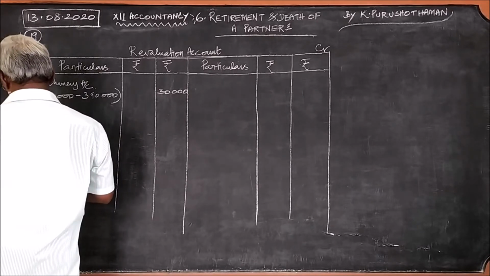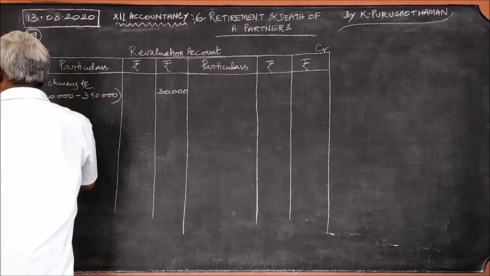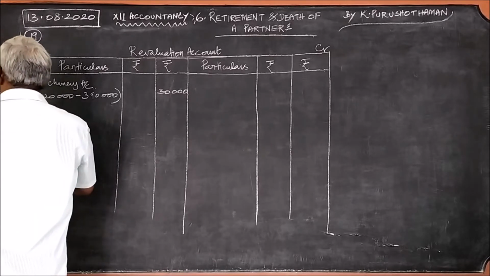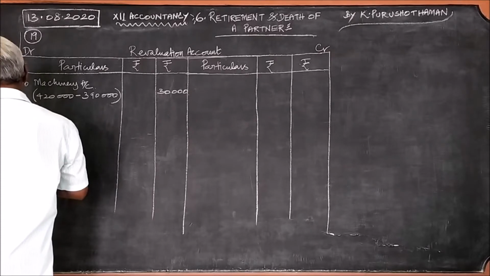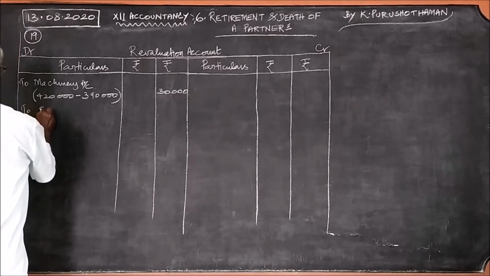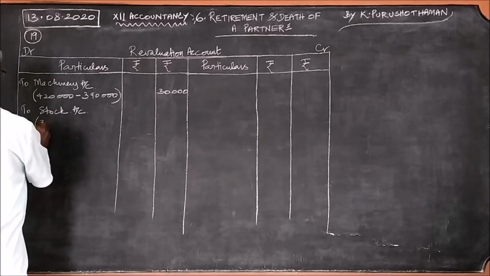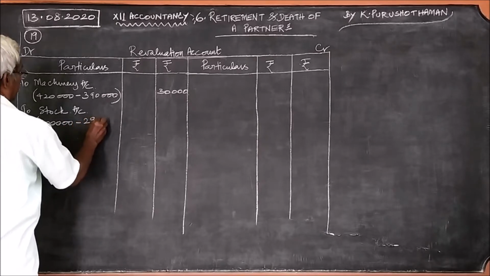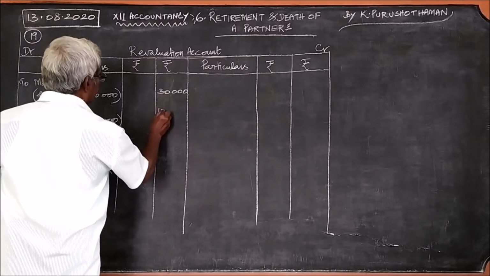Then stock. Stock is 3 lakhs, but now it is valued as 2,90,000. So in stock value also it is a decrease. So to stock, it is a decrease to stock account from 3 lakhs to 2,90,000. How much is the decrease? 10,000.